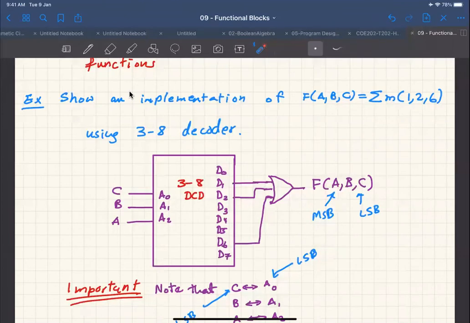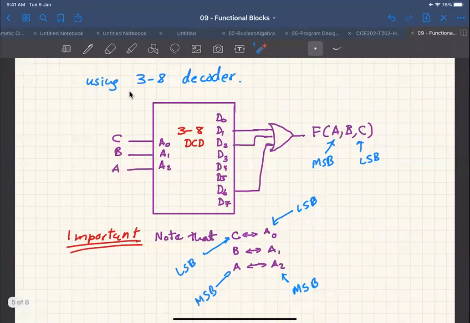Then at the output, you take the Minterms that you have and OR them. That's the sigma notation. So we take D1, D2 and D6, and OR them together and we get our function. Notice it is very important that the weight of the function input and the weight of the decoder's input match, otherwise your output will not be correct. Any question here?